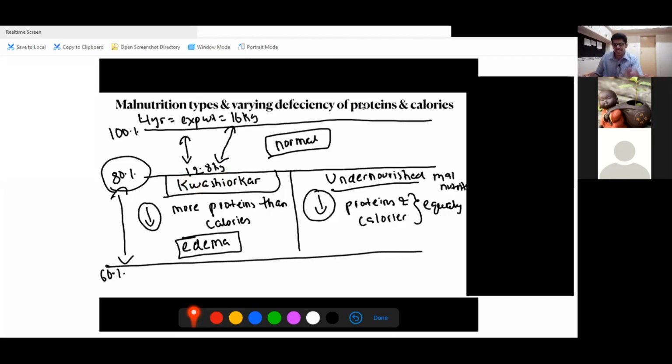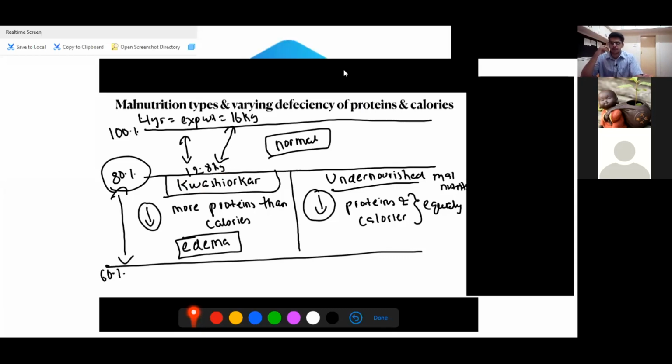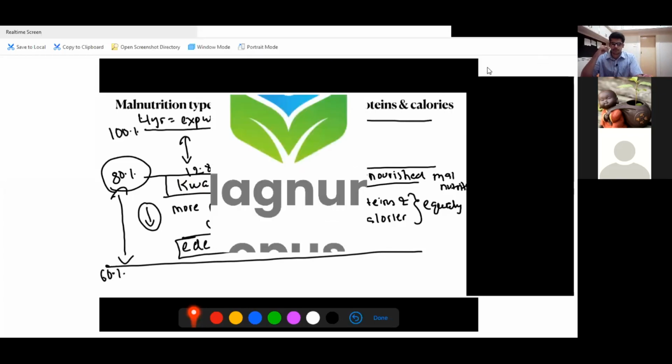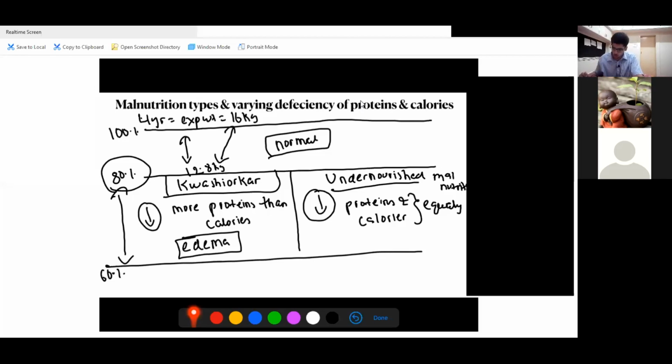Now someone tell me, what is 60% of 16 kilo? Do 0.6 into 16. Ramya has answered, it's 9.6. So this is 9.6 kilo. All those children between 9.6 kilo and 12.8 kilo will come in this malnutrition category.